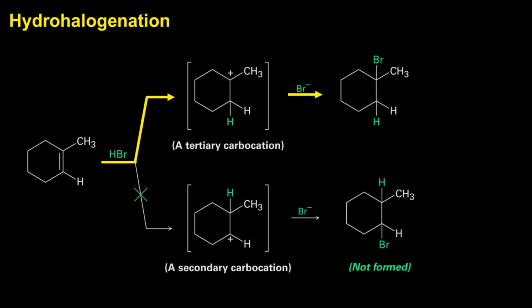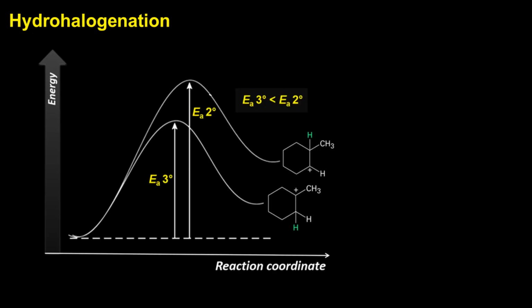Let's look at an example that shows how this actually works. We're adding HBr to an alkene, and at first, it might look like there are two possible products. But if we follow the reaction pathway, we see that it forms the more stable tertiary carbocation. So again, this is a textbook case of Markovnikov's rule in action. The whole point is, the reaction takes the path that forms the more stable intermediate.